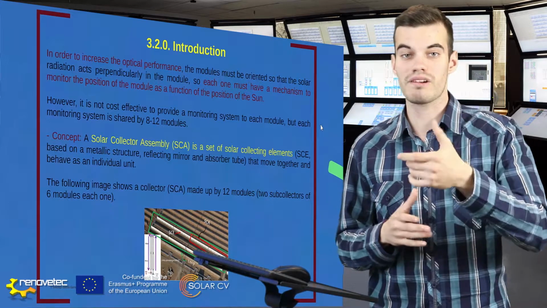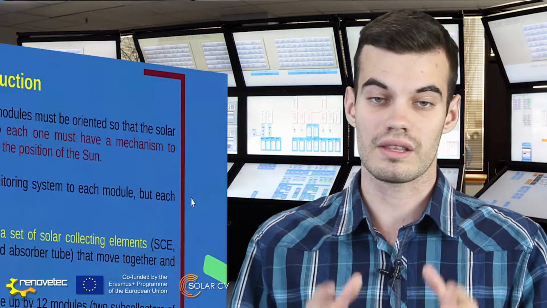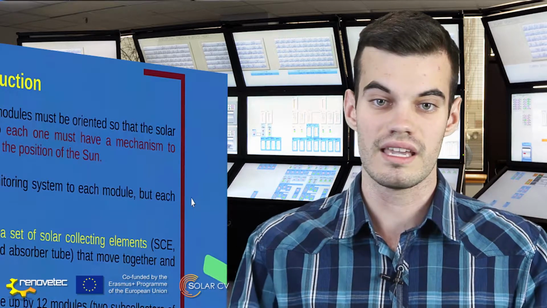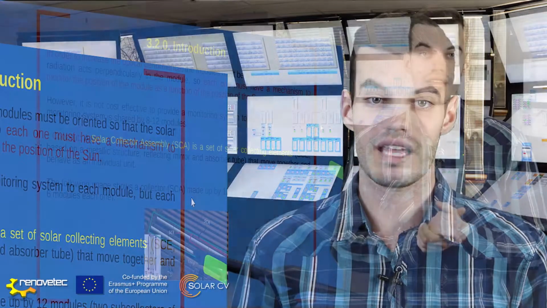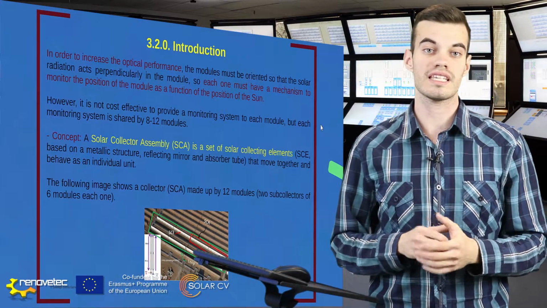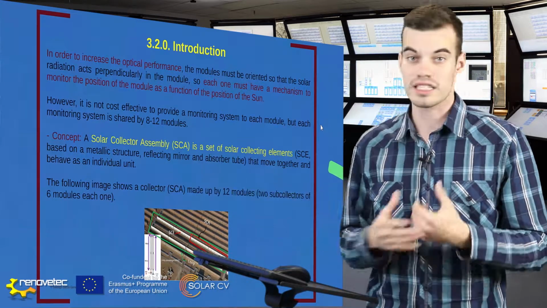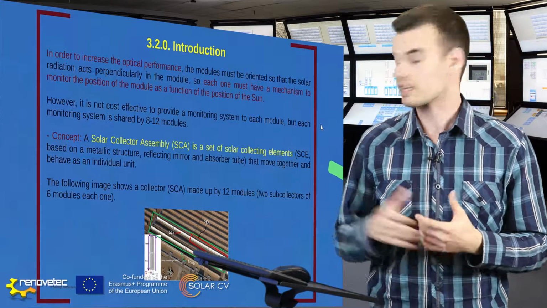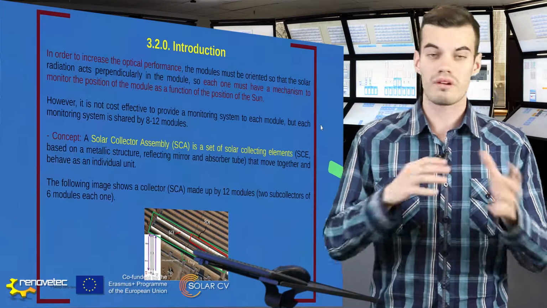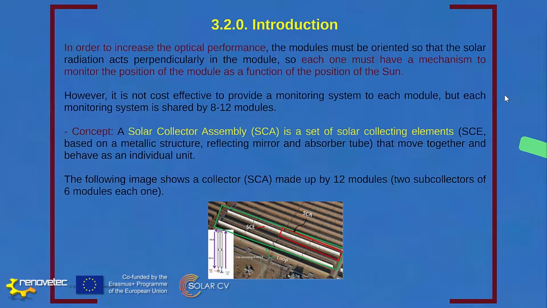However, why don't we have a tracking system for each module? Because this would increase the cost of the solar thermal power plant very much, and we must understand that the solar field is the main system in this plant. So we must group some modules in a set of modules, which is called a collector. A collector is a set of solar collecting elements, SCE, that is modules, from more or less 8 modules to 12 modules, which has a common tracking system.